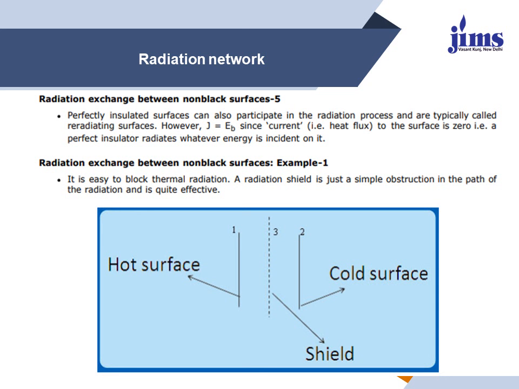So this is a basic diagram where two surfaces are maintained, a hot surface and a cold surface. In between the two surfaces, shields are generally used. These shields are known as radiation shields. The significance of radiation shields is to reduce the heat radiation between the hot surface and the cold surface.